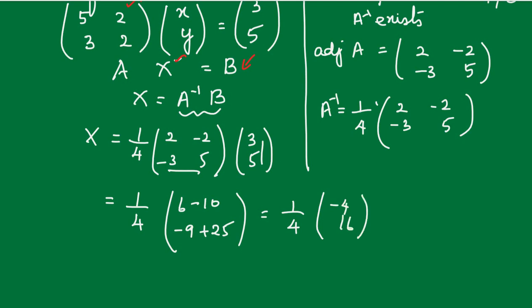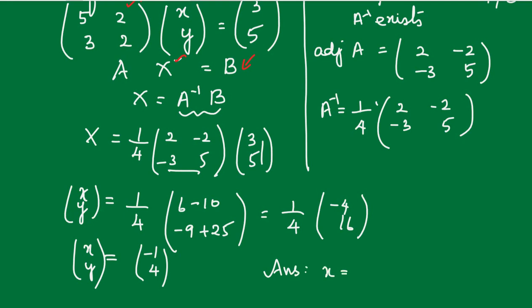Now divide these two elements by 4. Minus 4 by 4 gives us minus 1, 16 by 4 gives us 4. This is the X matrix. The X matrix consists of the elements x and y, and therefore we say that x is equal to minus 1 and y is equal to 4.